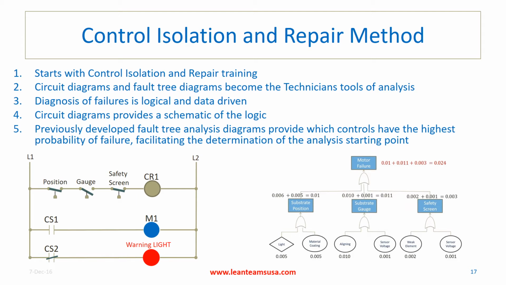The control, isolation, and repair method follows 5 simple steps during troubleshooting. Standard work for troubleshooting is set through training. For each of the main operating systems, usually the value-add functions, there is both a circuit diagram and an accompanying fault tree analysis. The technician uses these two tools to refresh their knowledge of the logical operation and then reviews the fault tree to determine where best to start their troubleshooting.